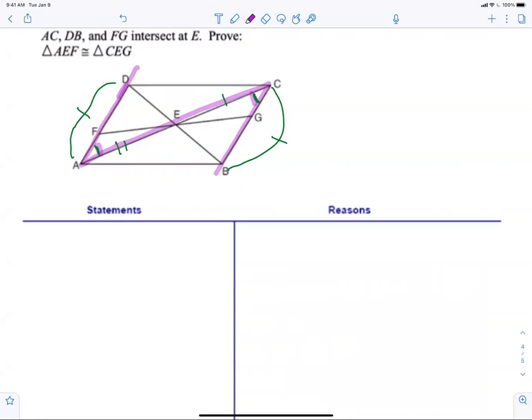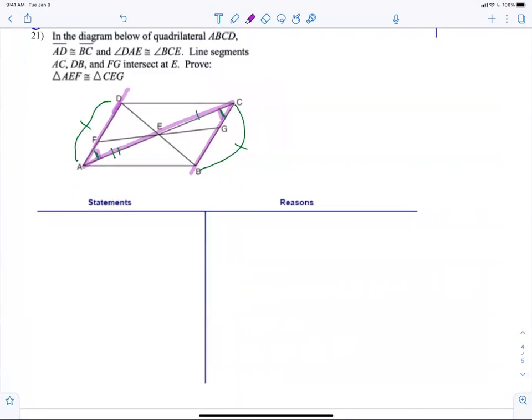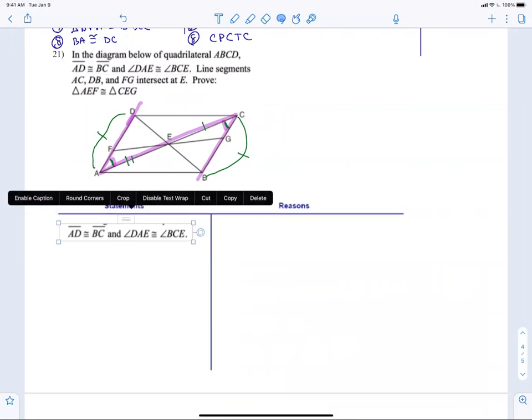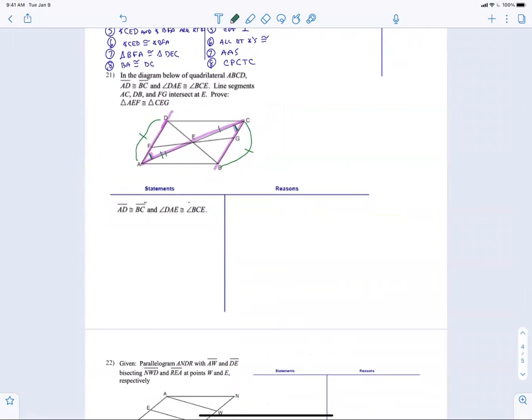Really nice. All right, so let's just go ahead and write it down. I'll write it with you. Let's list all of the information. I don't care about the line segments intersecting, but I do want this information. That was very, very good, guys. That was given.